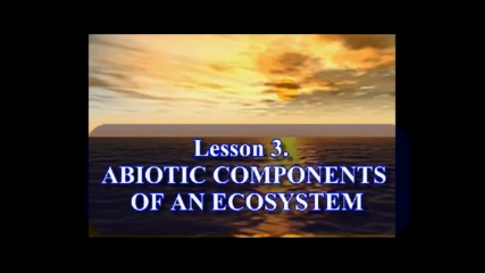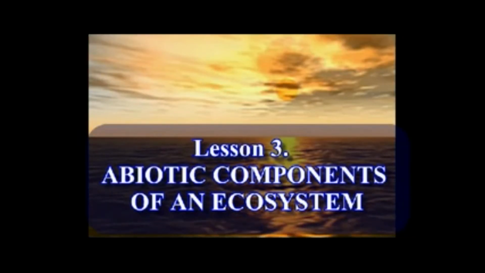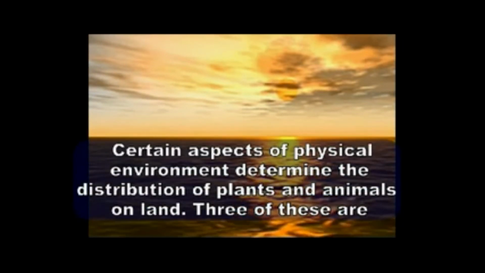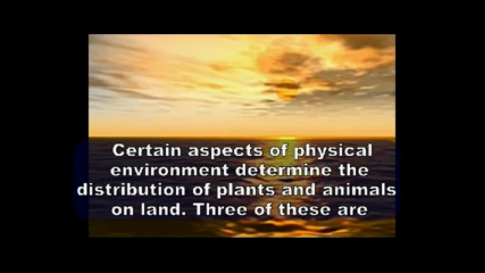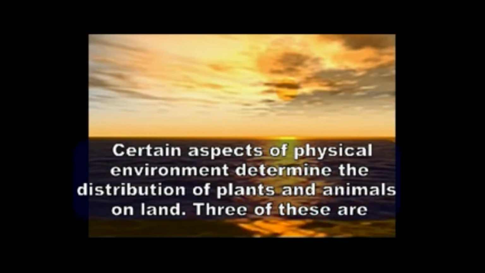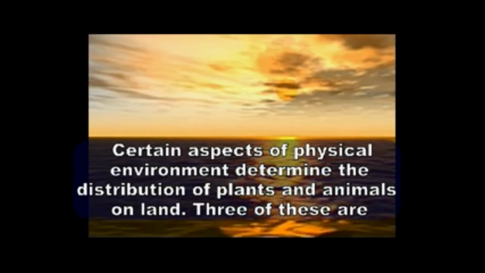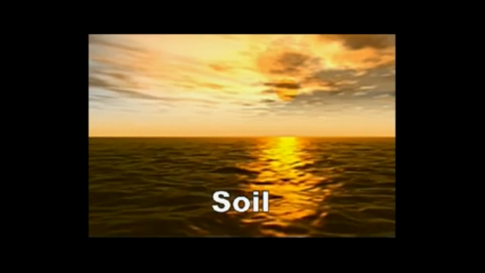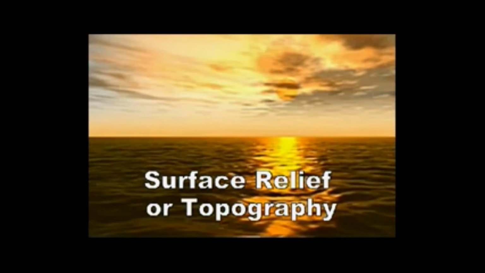Lesson 3. Abiotic Components of an Ecosystem. Certain aspects of the physical environment determine the distribution of plants and animals on land. Three of these are climate, soil, and surface relief or topography.